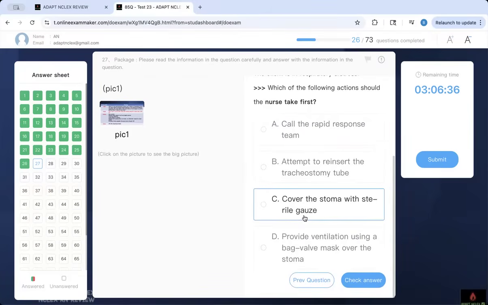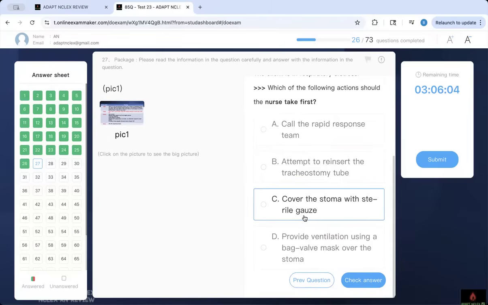Prioritization, risk reduction. Call a rapid response. Attempt to reinsert the tracheostomy tube back, cover the stoma with sterile gauze, and provide ventilation using a bag mask over the stoma. What would you do? He has a tracheostomy. It's been 4 days. He coughed and they think it came out. What would you do? Bag them, cover the stoma, put the tracheostomy tube back and give them oxygen through that, and then call a rapid response.